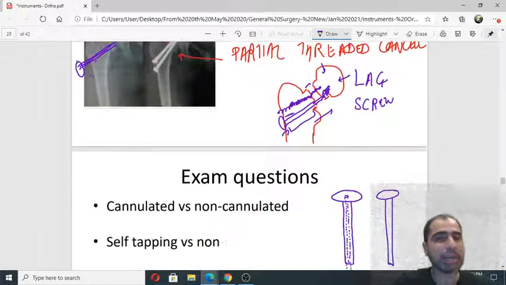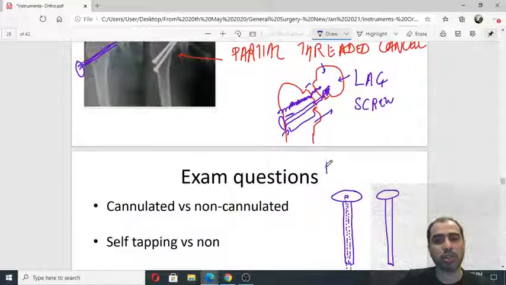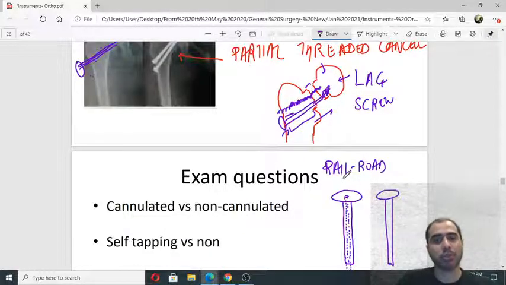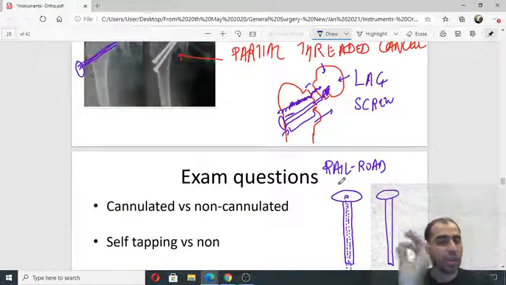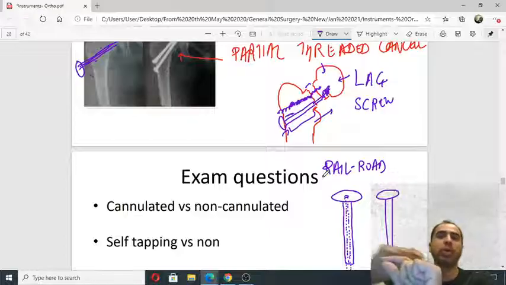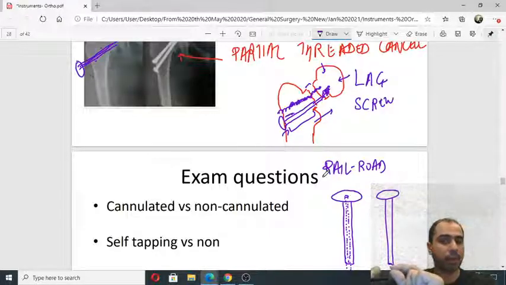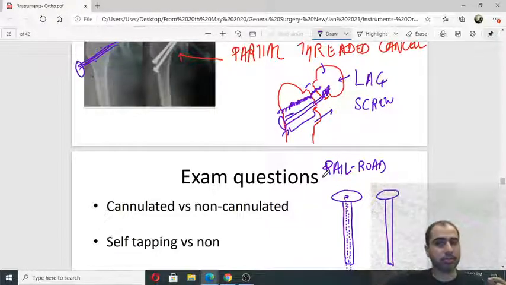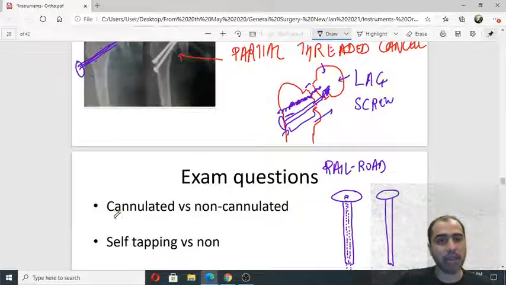Means what I am doing, in simple words, I railroad the screw. I railroad it. So first I put the guide wire across the fracture site. Once I am sure I have gone in the correct direction, on top of it I put the screw. Okay, and then I remove the guide wire. That is the advantage of cannulated screws.